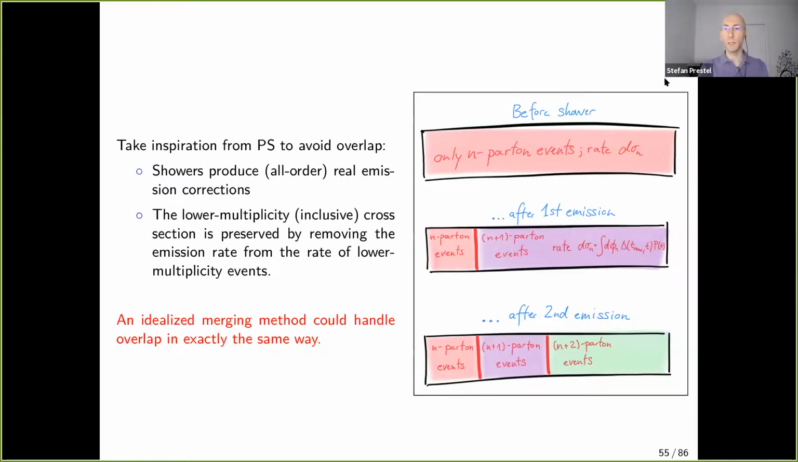How you can think of it is, again, that you take your original rate and you remove your rate of the first emission in order to calculate what is the rate of the n-parton event staying intact. You could, in principle, do the same thing if you want to stack calculations on top of each other. You calculate the rate of the first emission, you calculate the rate without an emission, and you subtract the rate of the first emission from the rate without an emission in order to get the bucket here. An idealized merging method would actually do that.